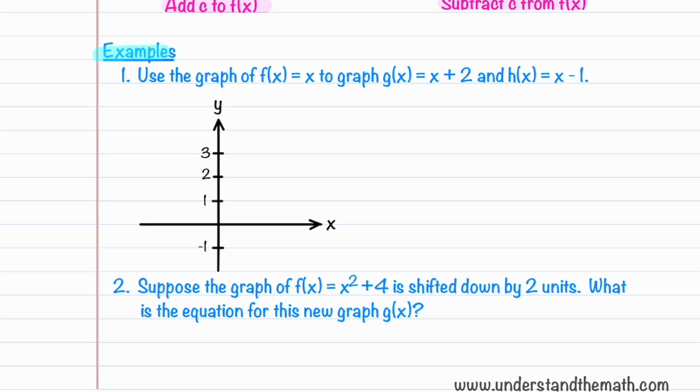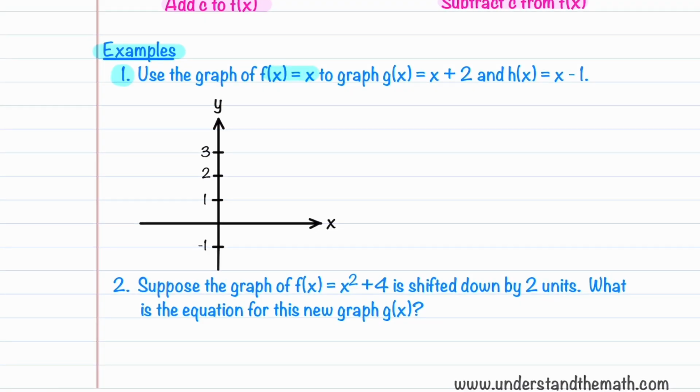Let's now look at two examples to see how this works. In our first example, we're going to use the graph of f of x is equal to x to graph g of x is equal to x plus 2, and then h of x is equal to x minus 1. Let's begin by graphing f of x is equal to x. f of x is equal to x passes through the origin, so let's put a point here, and then it passes through the point 1, 1. This is then the graph of f of x, and we'll label it f of x is equal to x.